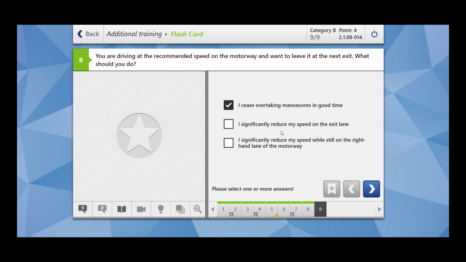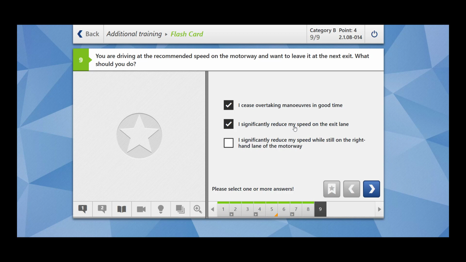If you are overtaking, you should finish it in good time. I significantly reduce my speed on the exit lane. Yes. So when you have moved from the right-hand lane to the exit lane or deceleration lane, you can reduce your speed. I significantly reduce my speed while still on the right-hand lane of the motorway. No, this is the wrong thing to do, because by doing so, you are going to cause obstruction to the traffic which is following you.